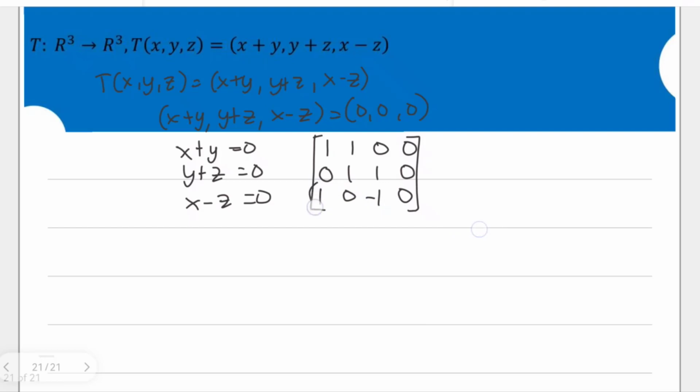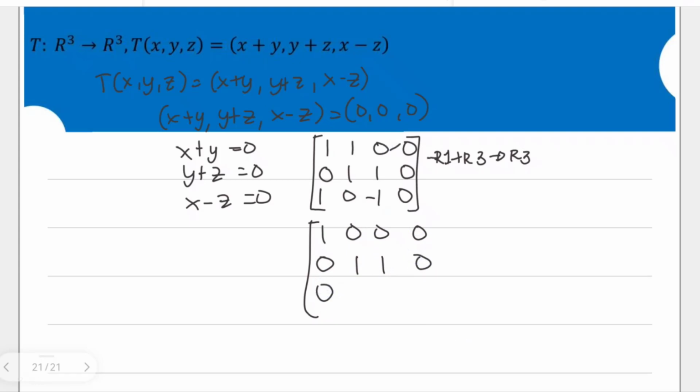Okay, let's make this 0. So we can apply negative 1 of our row 1 plus row 3 for a new row 3. Hence, we have 1, 1, 0, 0, then 0, 1, 1, 0. This becomes 0. Negative 1 times 1 is negative 1, so we have negative 1 here. Negative 1 times 0 is 0, plus negative 1 gives negative 1, and then 0.